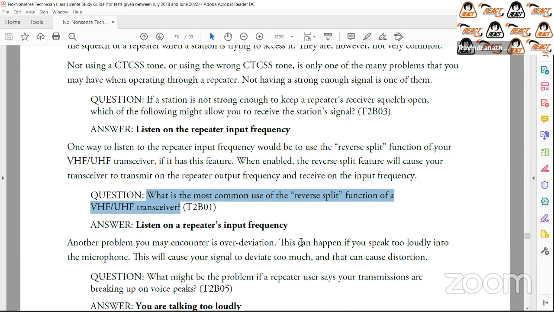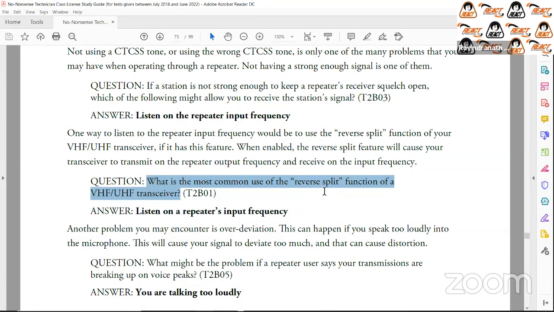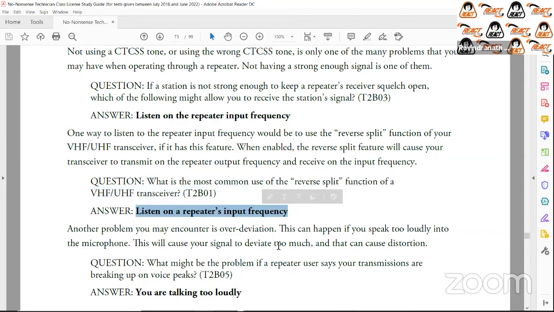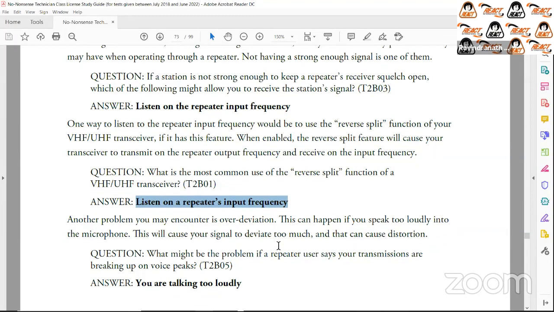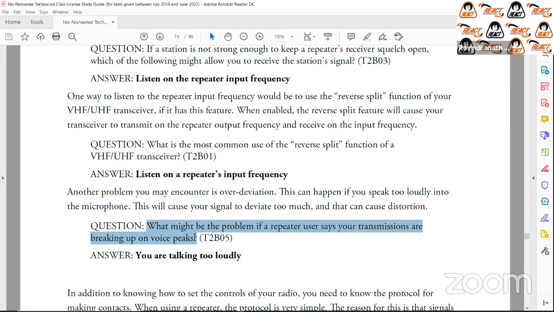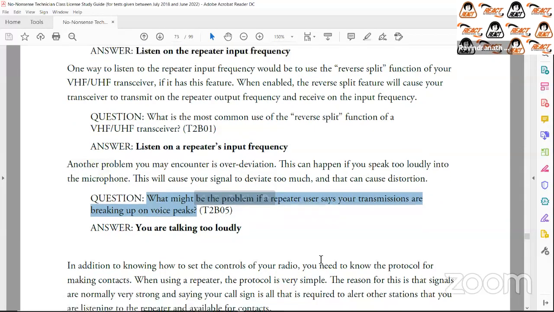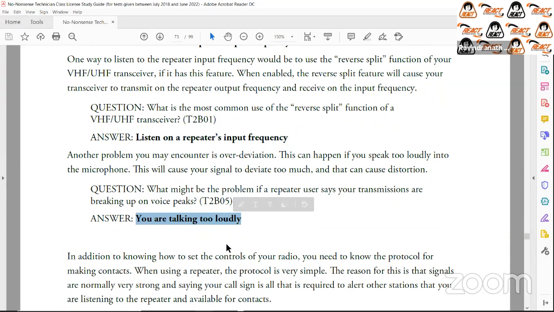What is the most common use of reverse split function of a VHF-UHF transceiver? Well, it's to do just the previous question. It is to allow us to listen on the repeater's input frequency so that you hear the person's transmission direct. What might be the problem if a repeater user says, your transmission are breaking up on voice peaks? We talked about that also as the telltale signs that you might be talking too loudly.